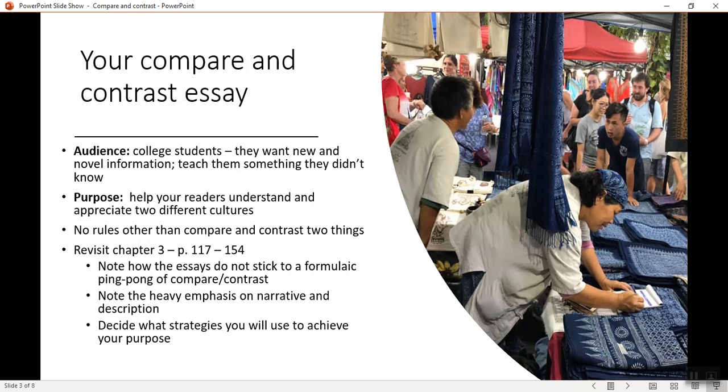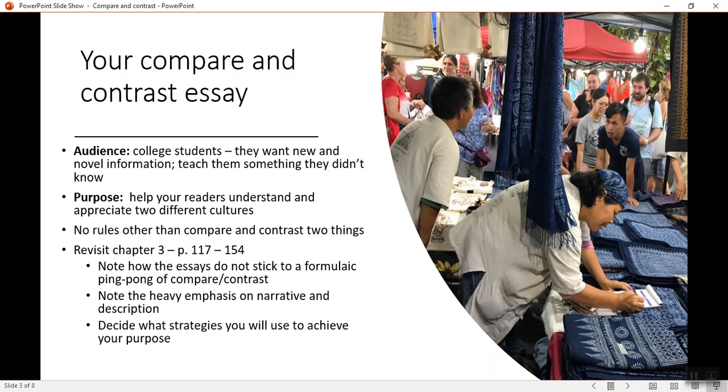Because what you'll find is that different writers approach the compare-contrast strategy in different ways. And a couple other things to note if you revisit that chapter. Note that the essays don't stick to a formulaic ping pong of compare contrast. They don't use the same exact wording for each particular thing that they're comparing, and they don't use the same exact kind of examples. And then note the heavy emphasis on narrative and description, and then decide what strategies you're going to use as you develop this essay.